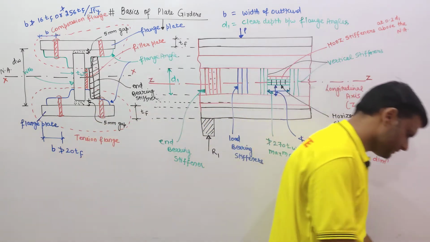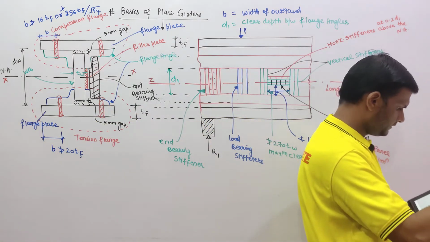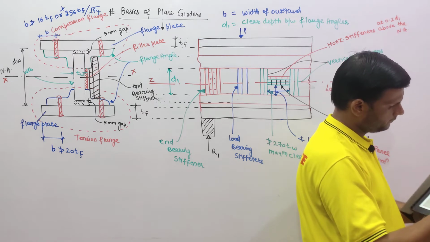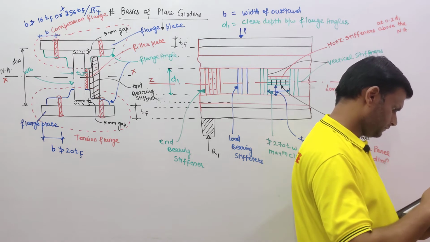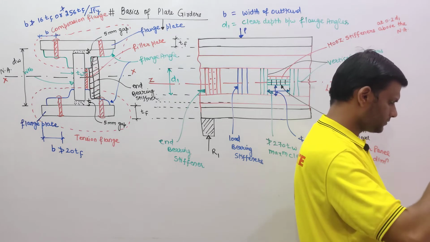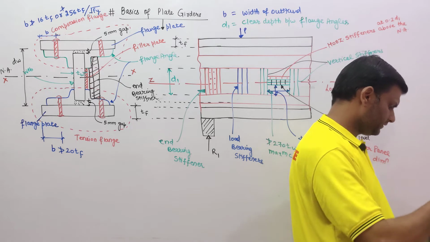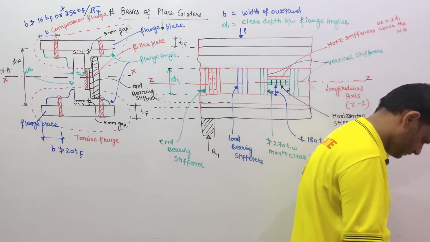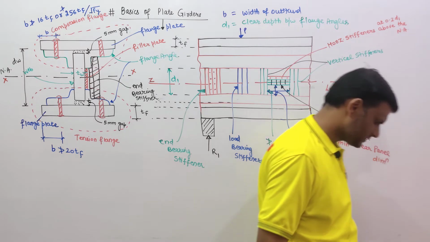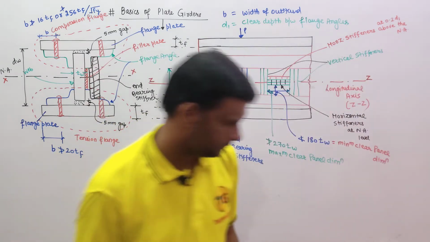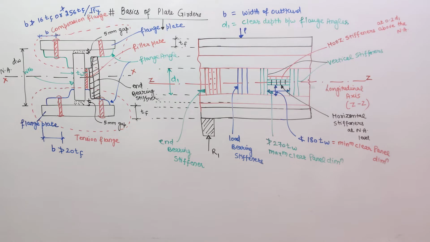Everything we have discussed, everything. Let me check if any value is left. Okay, no values left. So let's discuss all the points very carefully. Please make the diagram very clear.